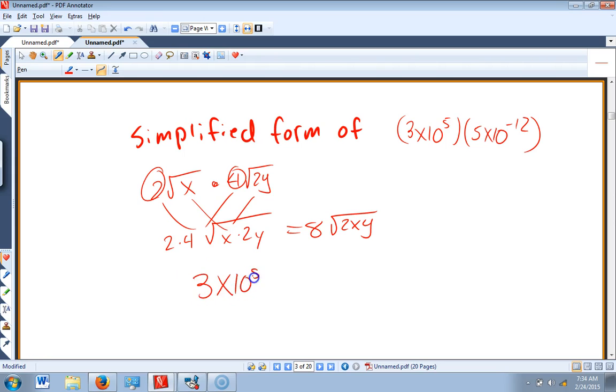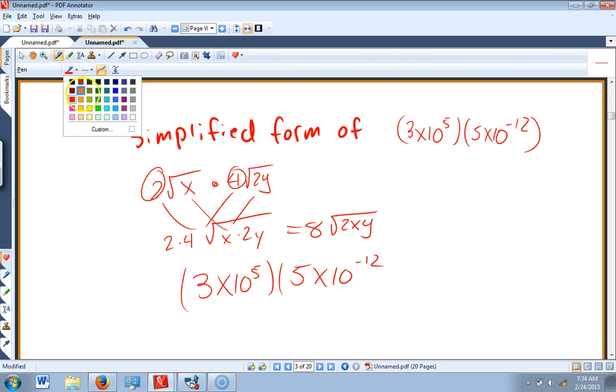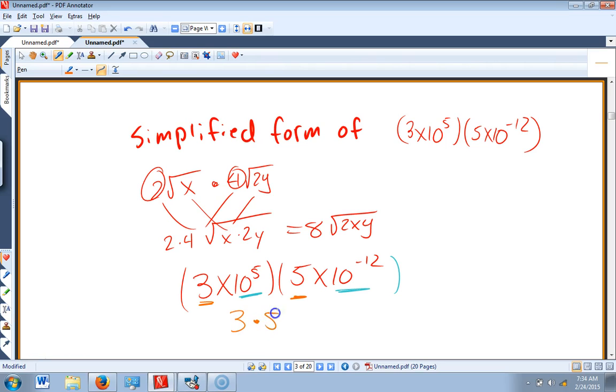We have 3 times 10 to the 5th times 5 times 10 to the negative 12th. And so I'm going to go ahead and use two different colors here. We have 3 and we have 5. Those are kind of like our outside numbers like we were just dealing with, okay? And then we have 10 to the 5th and we have 10 to the negative 12th. And those are going to be kind of like our inside numbers, if you will, right? So we can break this up. We're going to do 3 times 5, okay, times 10 to the something, because this is scientific notation and our base is always 10. So now this is essentially saying times 10 to the 5th times 10 to the negative 12th.